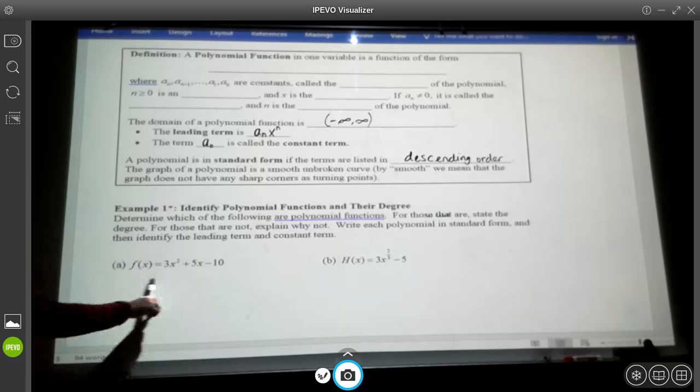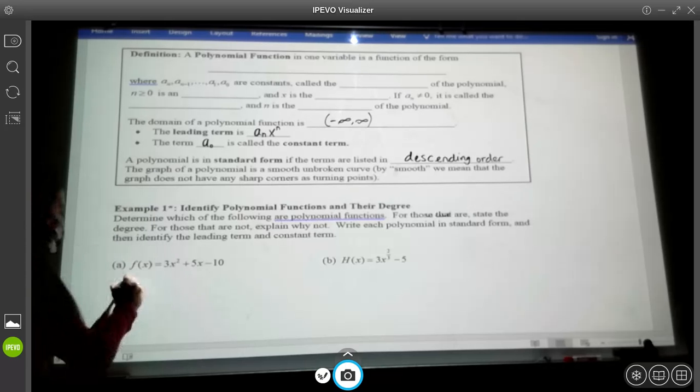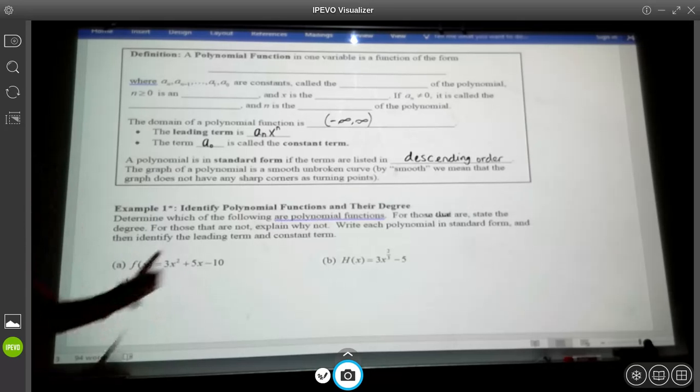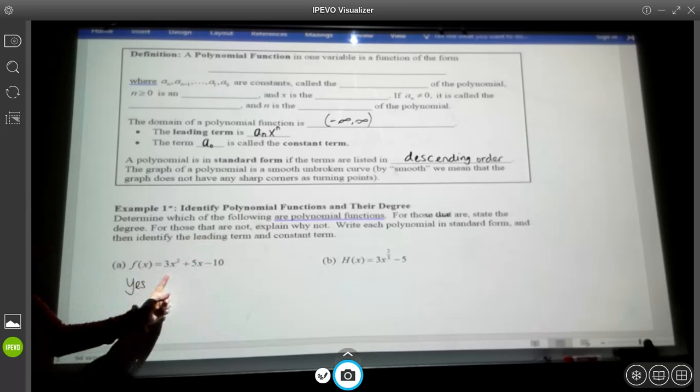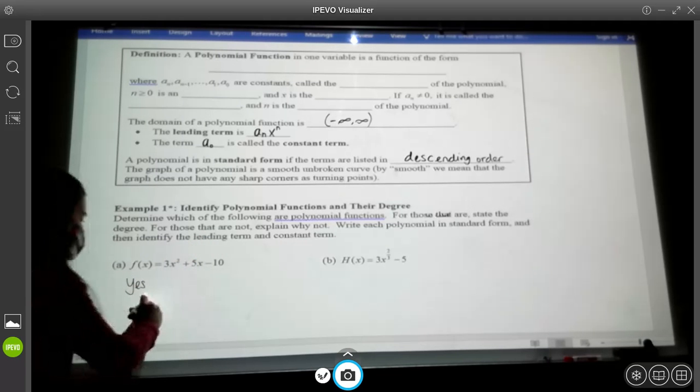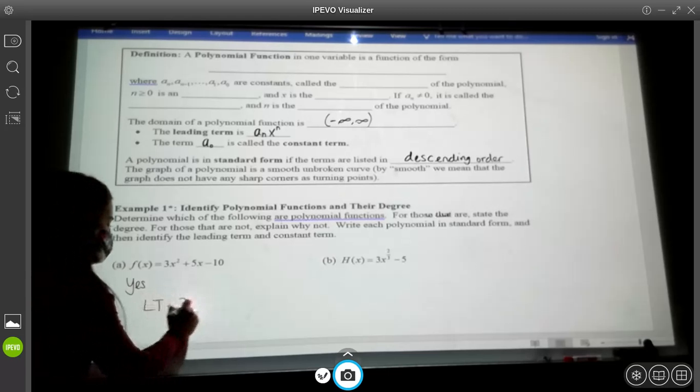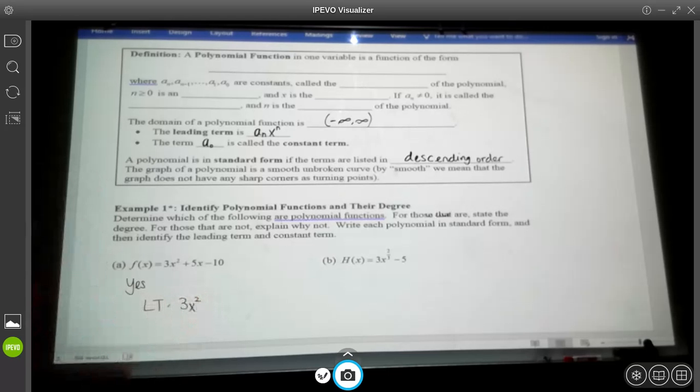So guys, look at this function. Is this a polynomial function in standard form? Absolutely, right? So we would say yes. The leading term, who's that leading term, that a sub n times x to the power of n? It's 3x squared. Your leading term is 3x squared, and your constant term, your just number, is negative 10.